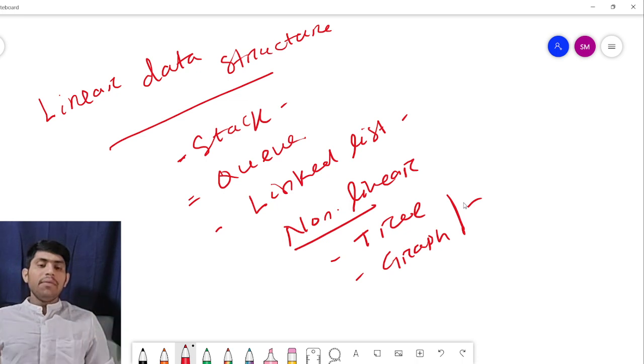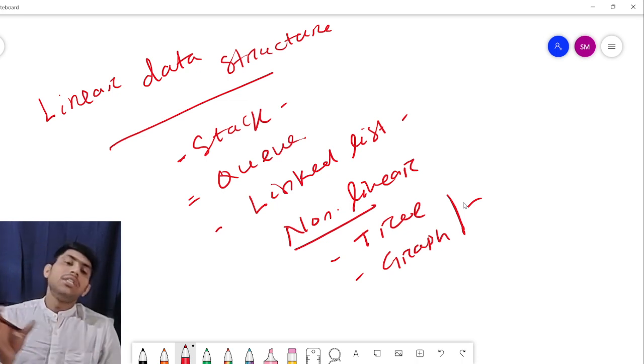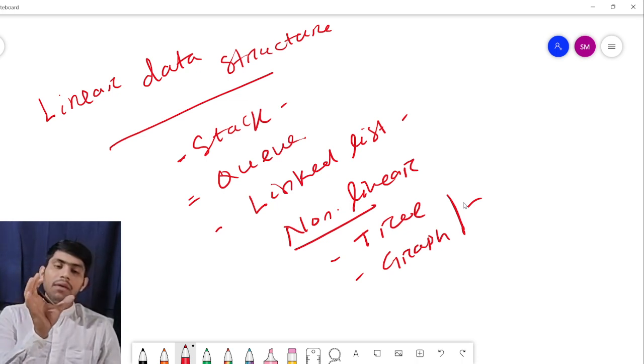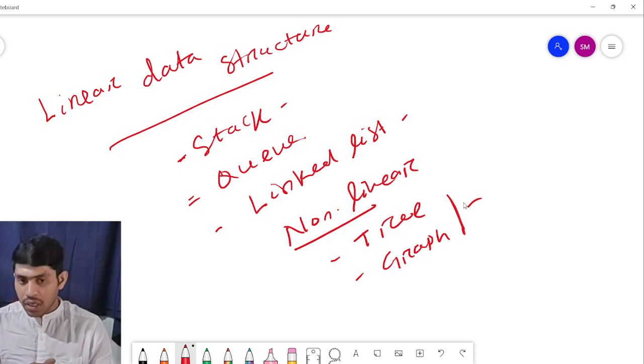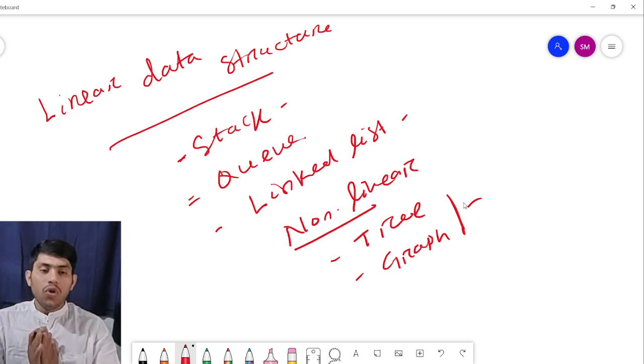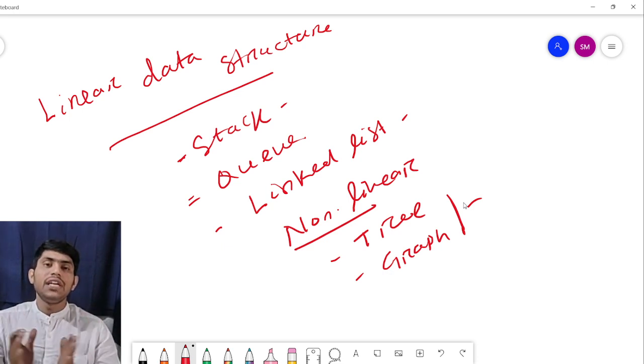So in your syllabus, they have discussed clearly about the stack. So now we'll go for the stack. What is the stack? How is it implemented? What is their necessity in the data structure? All the things we'll cover now.